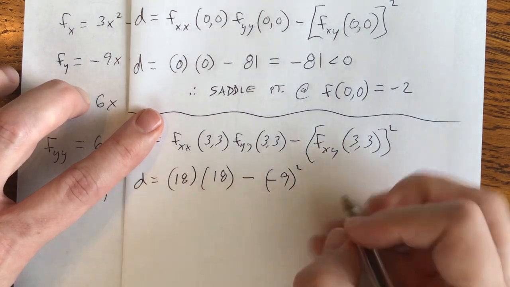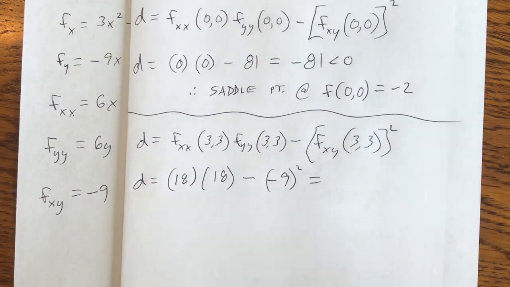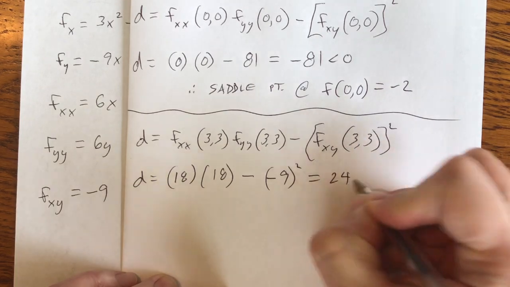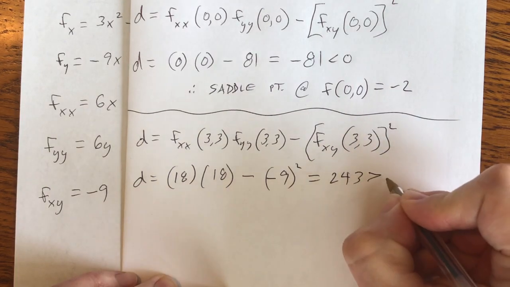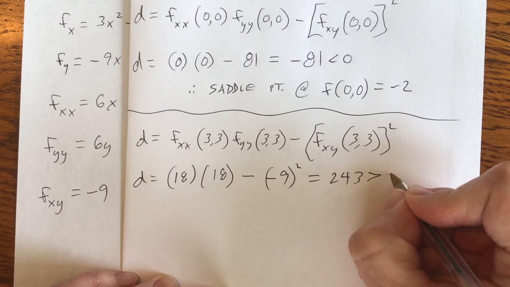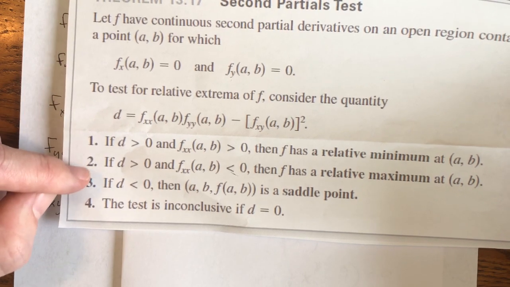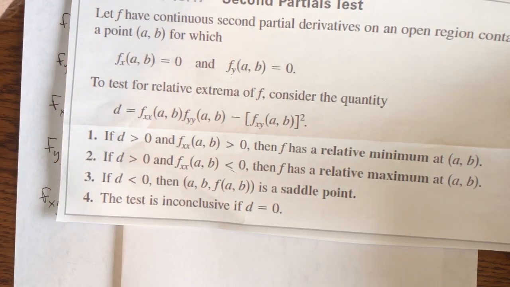All right, so what do we get? Well, I don't know. What do you guys think? 18 times 18 minus 81? I think that's 243. It is well greater than 0. So because it's well greater than 0, it's going to be either a relative minimum or a relative maximum.